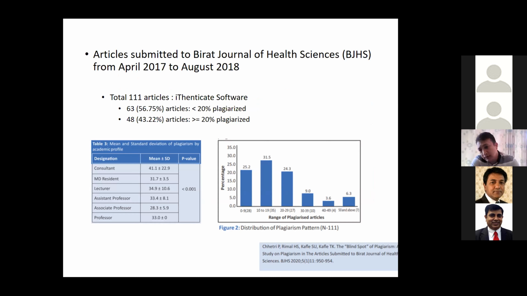There are similar, not very similar, but some articles which report plagiarism in our Nepalese articles also. This is from the Journal of Health Science. If you look at that, 63%, 48% have got more than 20% plagiarism in the articles submitted within 2017 and 2018. And among them, most of the articles submitted by the senior authors have plagiarism than the junior authors.